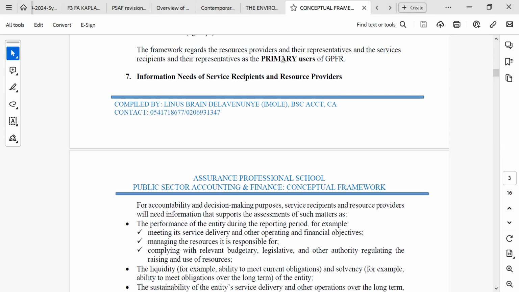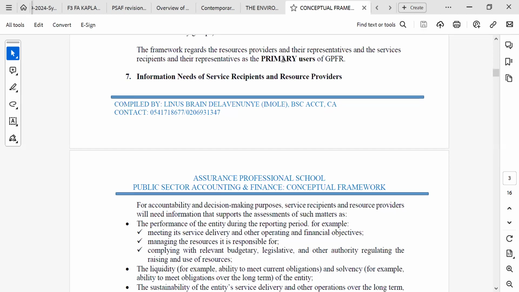You have to pass the appropriate means and ways to be able to get that. So we also have to look at whether the company is complying with the relevant budgetary, legislative, and other issues. All right, that is about the performance. Or you can just say to measure the performance of the entity.